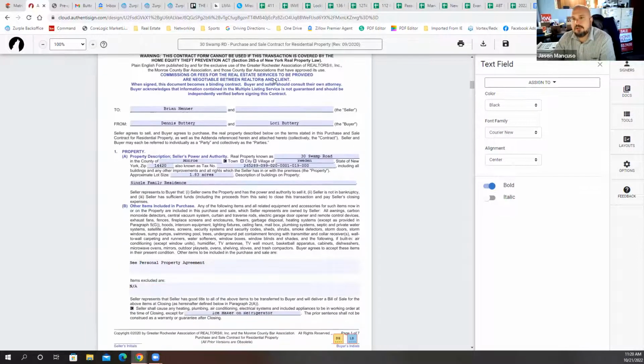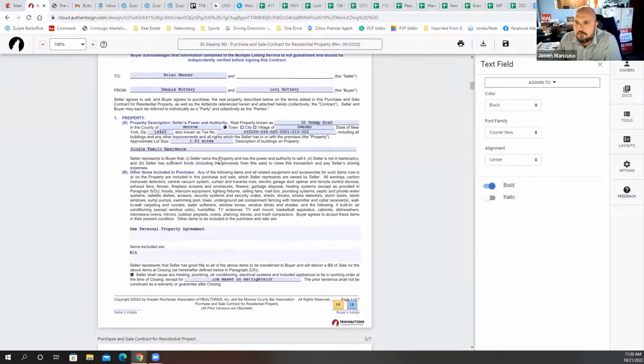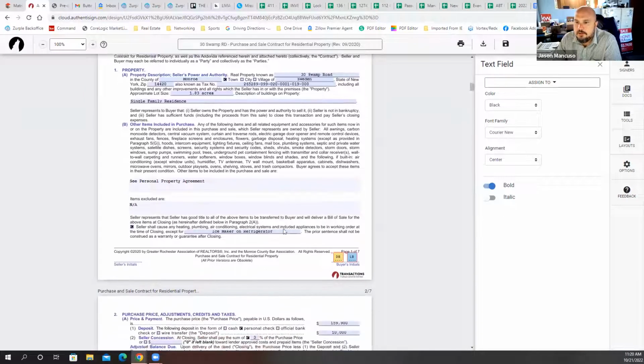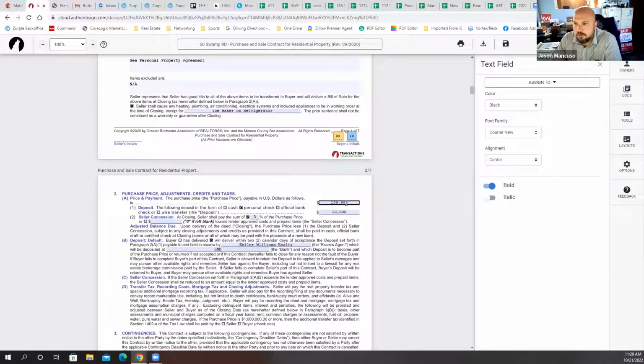Again, what's nice, this is newer. You can make changes to these templated forms within Authentisign. It used to be that you'd have to essentially start over to make any changes to this. So if you catch any errors, you have the ability to revise it before you send it out. So you're just double checking everything again. Make sure it's the way you want it.